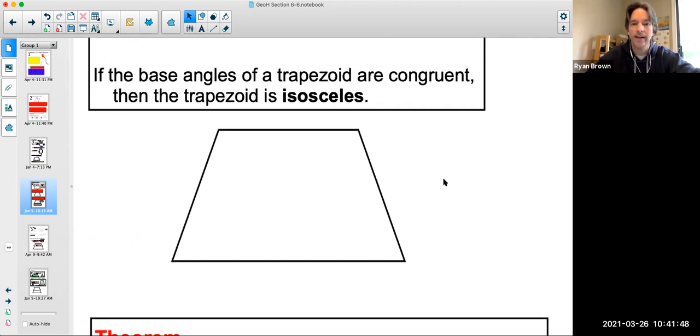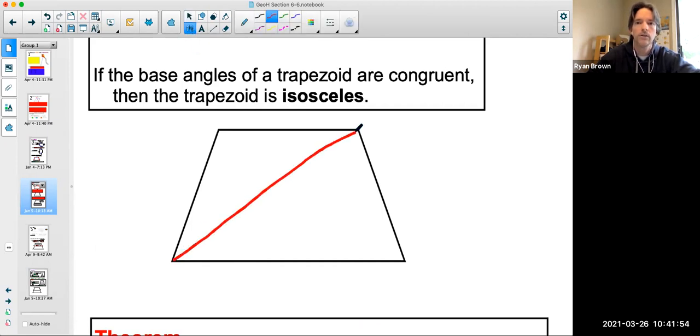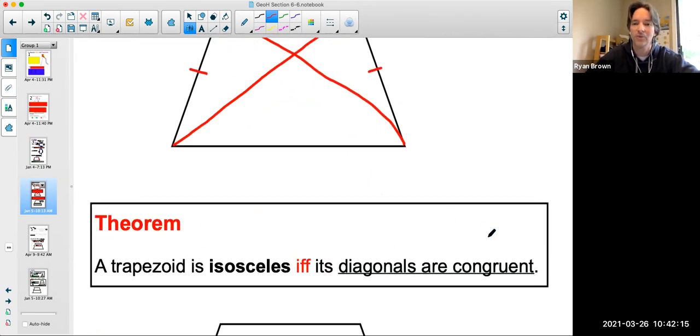Now, another cool thing, let's add diagonals here. Ready? Let's add a diagonal here. Oh, not very straight, Mr. Brown. And over here as well. Again, terrible diagonals, I'm so sorry. Looks like an Xbox. Cool thing: if it's just a regular trapezoid, these diagonals are just diagonals. They're not doing much. But if this is an isosceles trapezoid, would you believe it, that these two diagonals are congruent?